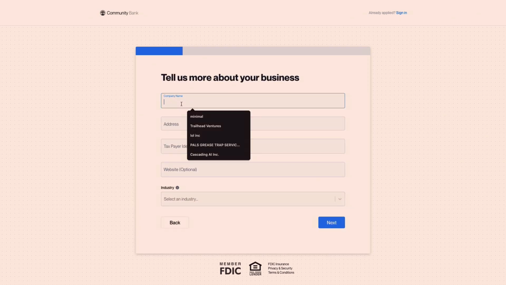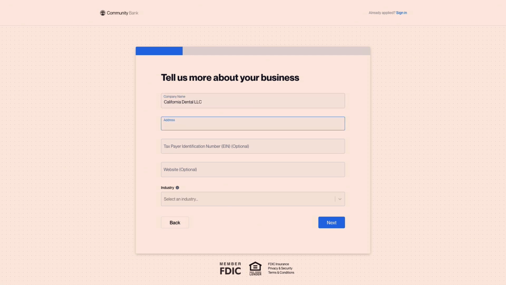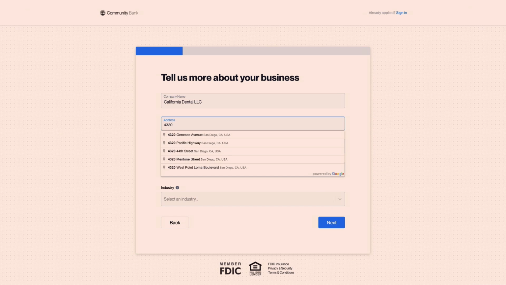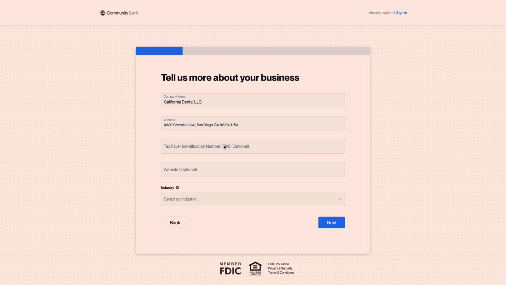And Shelly runs a dental practice called California Dental LLC. And Shelly's dental practice is based here in San Diego, 4320 Cherokee Avenue. But EIN. Shelly doesn't remember her EIN, and she doesn't have her business documents with her. I guess she'll just have to fill it out later.